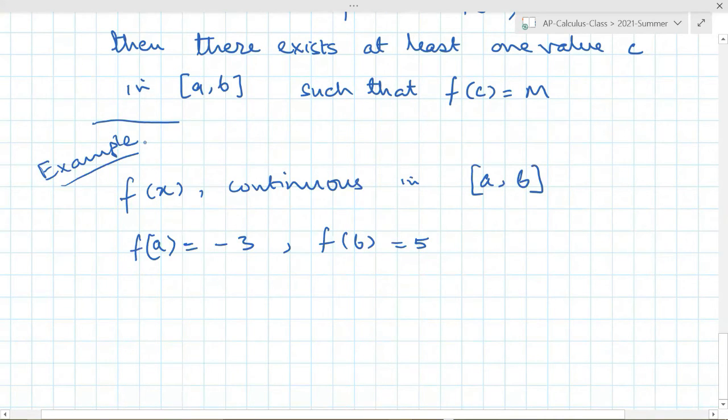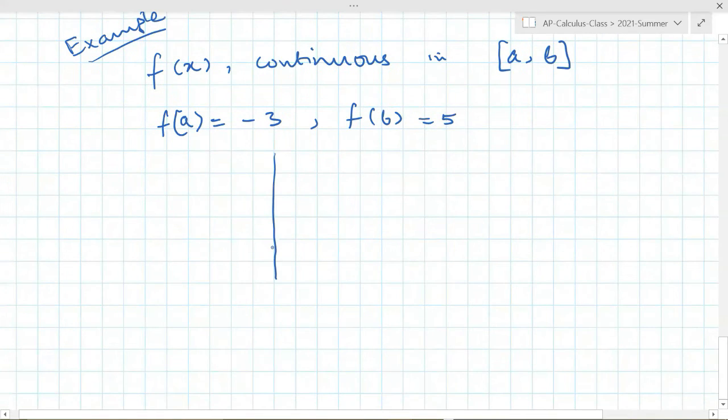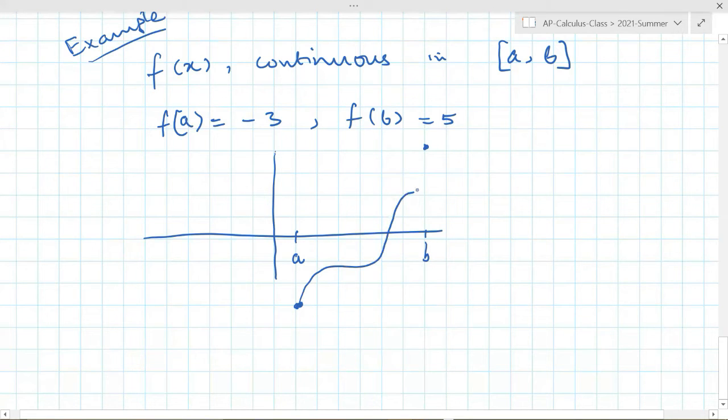So what does that mean? If I draw this graph, I don't know what this function is. All I know is that at a, f of a is -3, correct? And at b, f of b is 5. Also, I know that f of x is continuous. That means from here to here, it is continuous. I don't know what the shape is, but it is continuous.